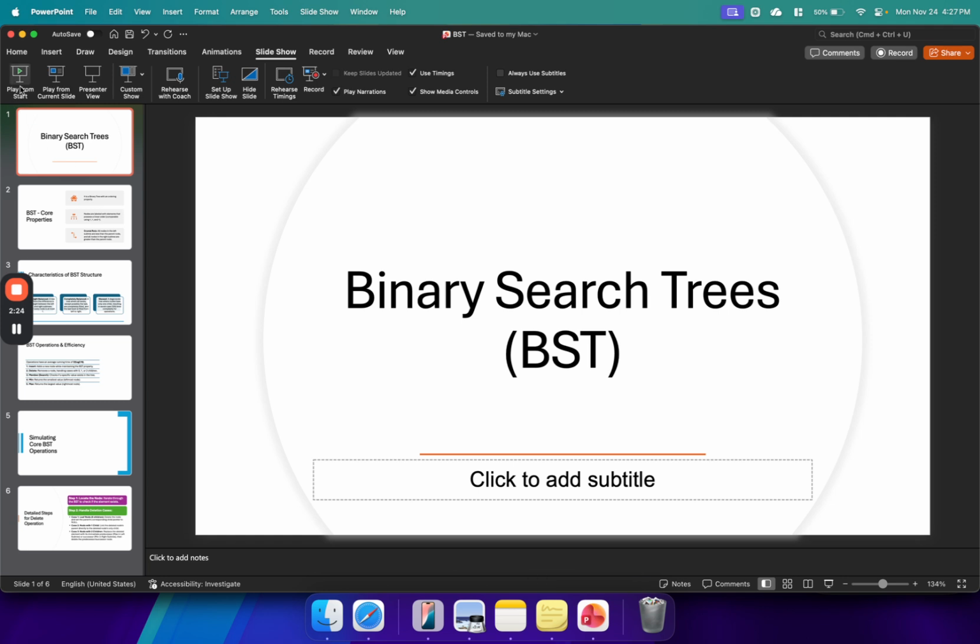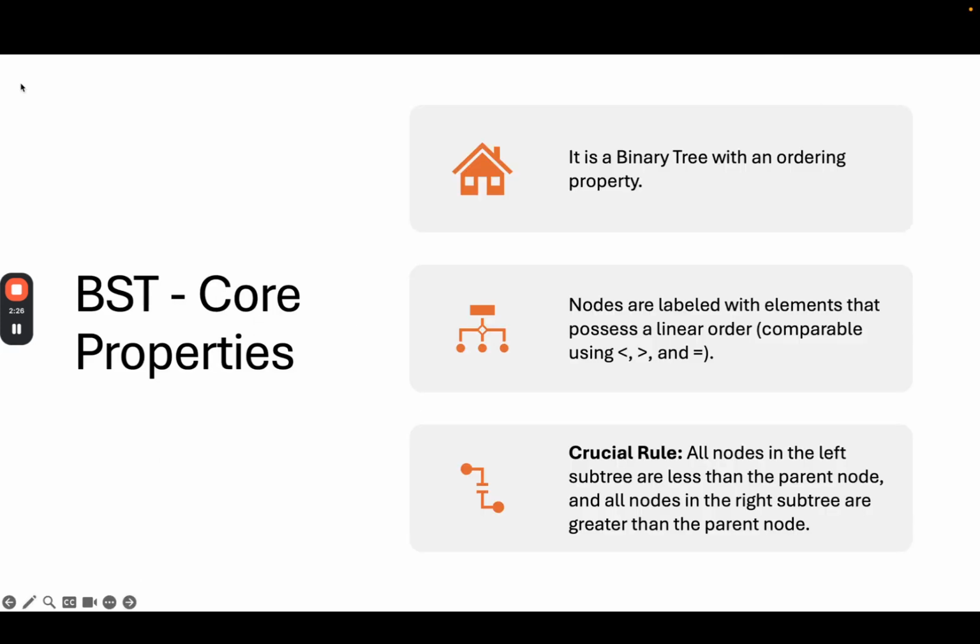So let's run the PowerPoint. So what are the core properties of a binary search tree? 1. It is a binary tree with an ordering property, meaning the order matters. And the specific ordering property we are discussing here is that all nodes in the left subtree have to be less than the parent node, and all nodes in the right subtree have to be greater than the parent node.